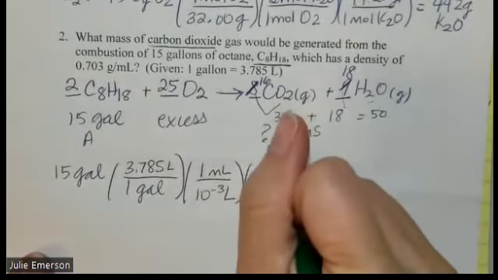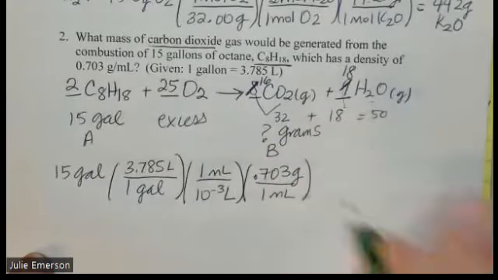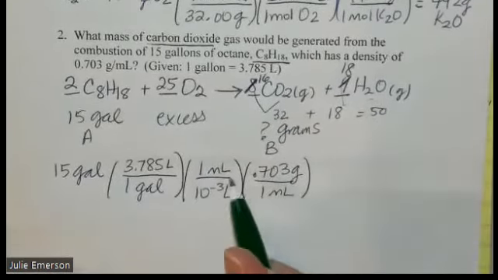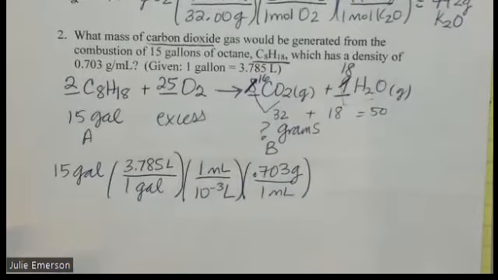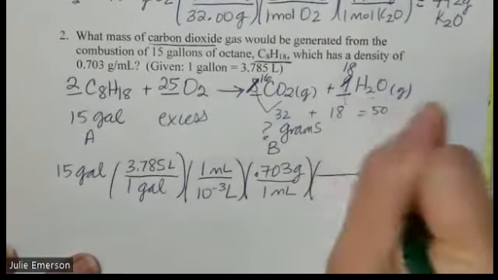Then the density, 0.703 grams per 1 milliliter. And I knew milliliters had to go on the bottom to cancel out. So these first conversions basically tell me my mass of octane. And so that's helpful because then I know I can use molar mass to get to moles.